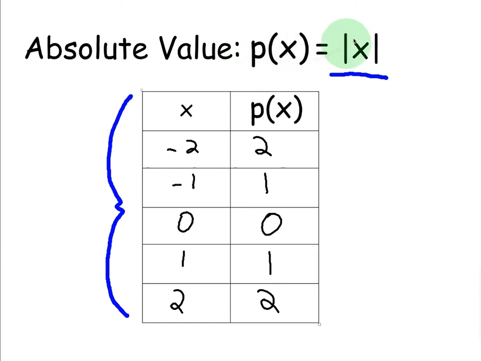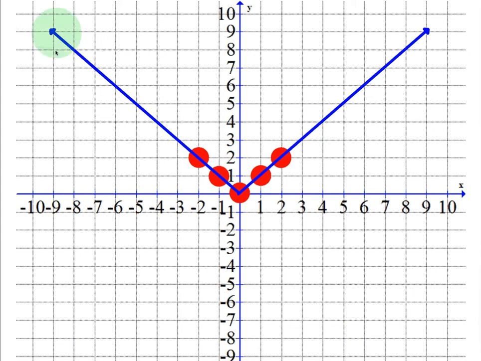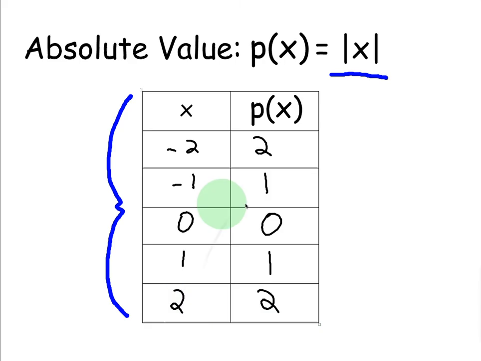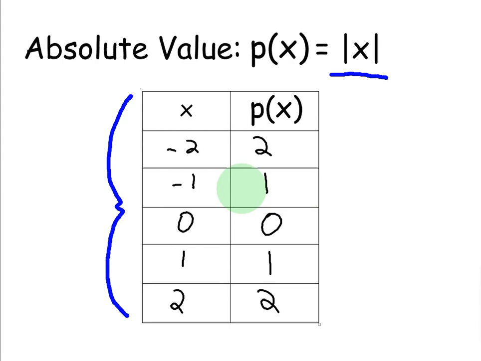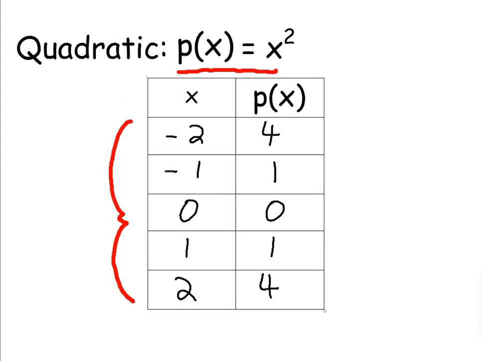This is going to be p of x is equal to the absolute value of x, these absolute value bars. Now, the absolute value of -2 is 2, the absolute value of -1 is 1, the absolute value of 0 is 0, and so forth. Again, notice we're using the same x values, -2, -1, 0, 1, 2. You guys have seen most of these before anyways. This is going to form a V shape. Again, I just plotted those 5 points from this chart, and if I connect them, it makes a V. So the absolute value function has a V shape.